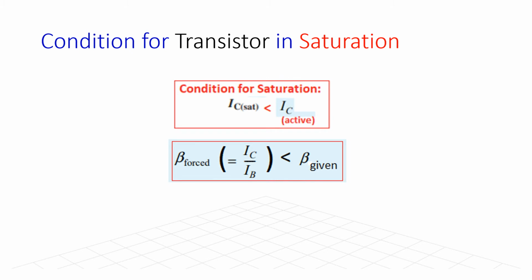And finally, we'll discuss the condition for a transistor to be in saturation, which we'll use to prove whether the transistor is in saturation or not. The first condition is that the saturation collector current, IC sat, should be less than IC of the active circuit. The other is that we can calculate B forced, which will be IC over beta, and this B forced should be less than the given value of beta.